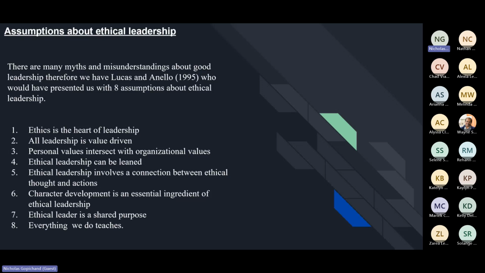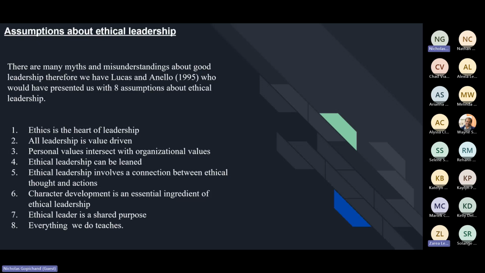The next point is personal values intersect with organizational values. Here we can relate to last class presentation where we had to look at ourselves and do reflections on our personal core values and relate them to the values of an organization or community, which help to guide our decisions.